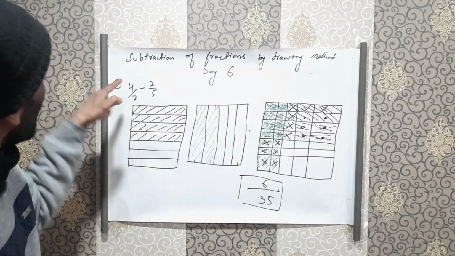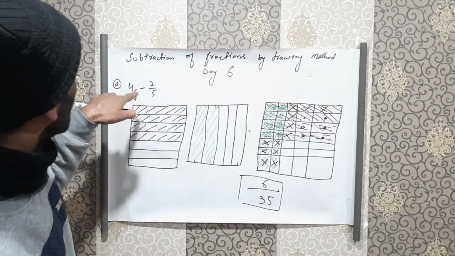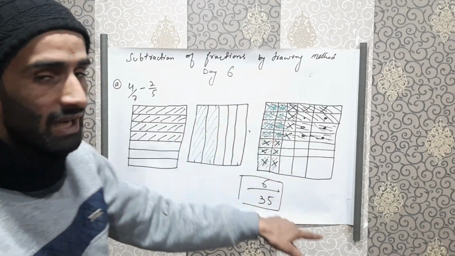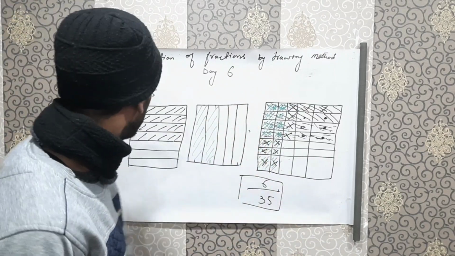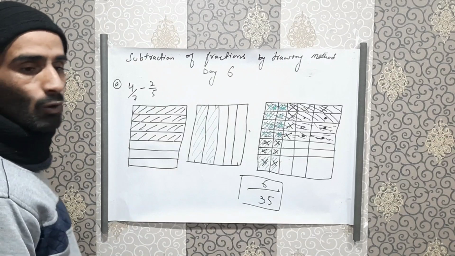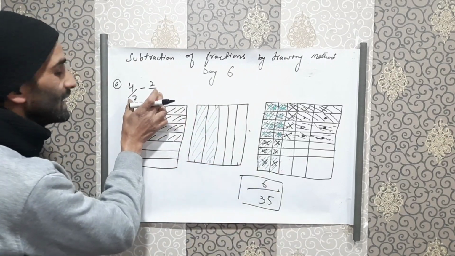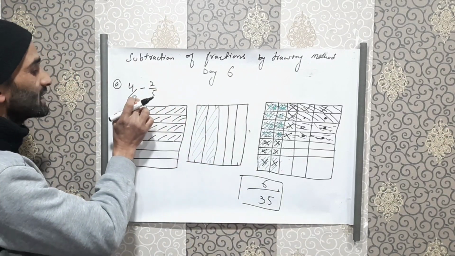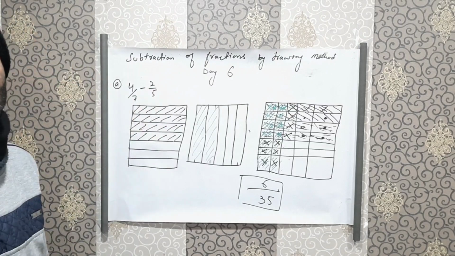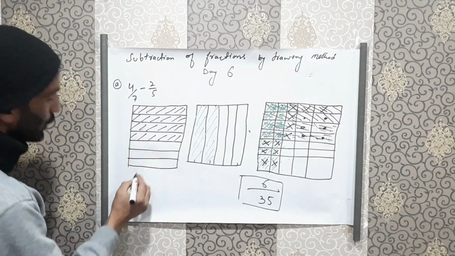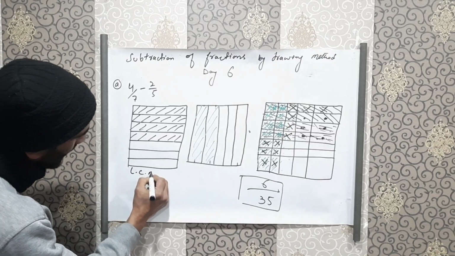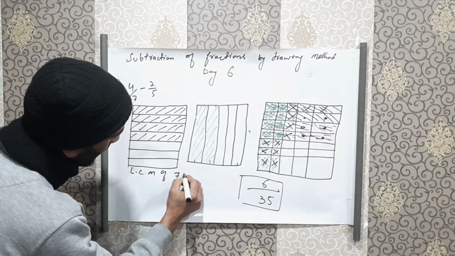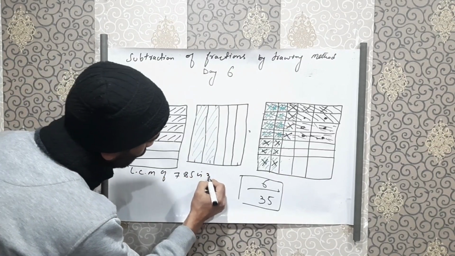And now by converting them into like fractions, how we can subtract. So again, what we have to do is find the LCM of the denominators. We know the LCM of 7 and 5 is 35. We are going to write here: LCM of 7 and 5 is 35.